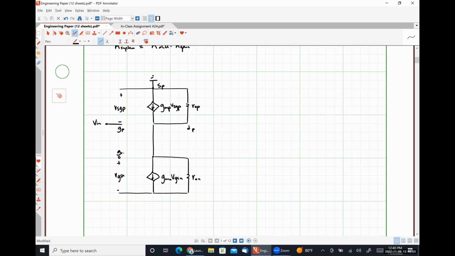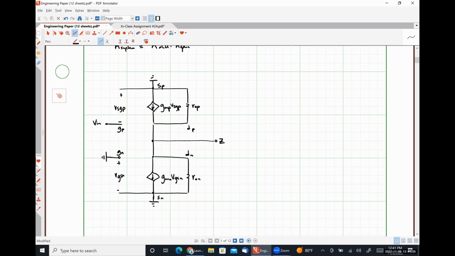This is our gate for our NMOS transistor, and because we are applying a DC bias voltage at the gate, this is going to look like AC ground. This node, our source for our NMOS transistor, is also at AC ground. This is our drain for our NMOS transistor, and here is our output node, which I am just going to call node Z for right now.